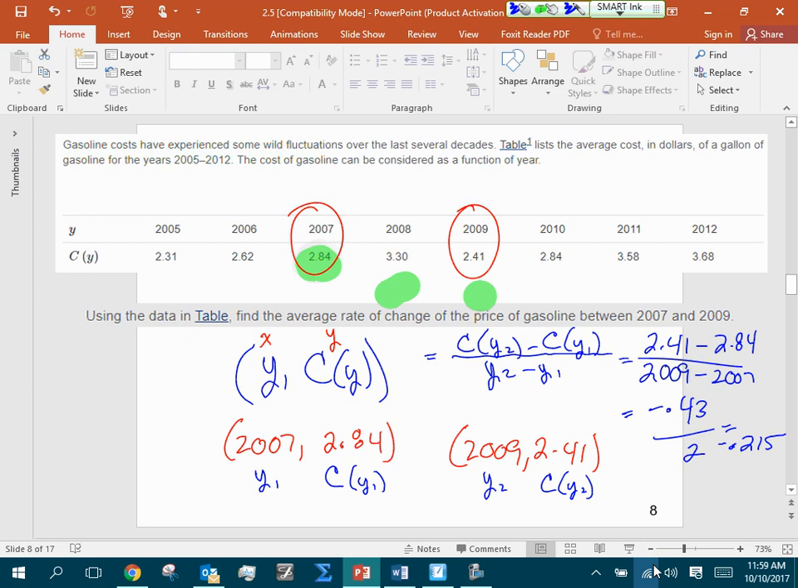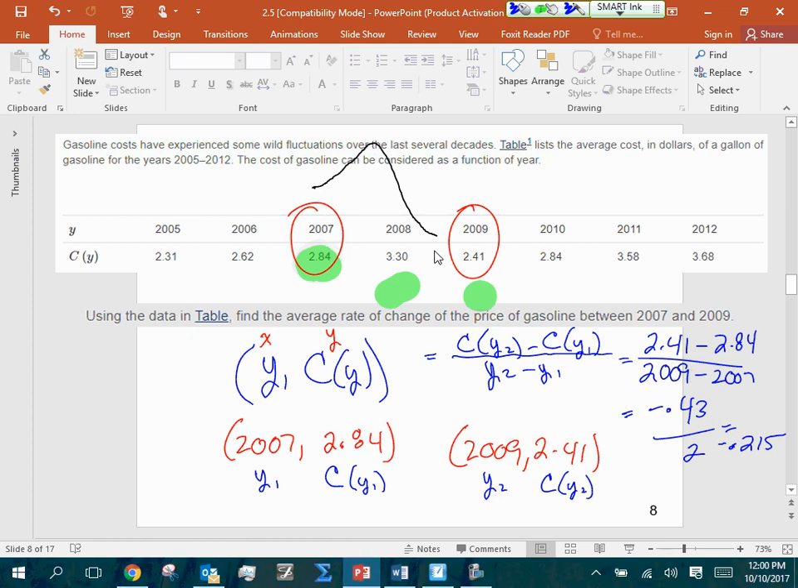But realize that it's average rate of change. So here, we're at like 2.84. We go up, but then we come back down in 2009, right? Even though there was an instance in 2008 when we were up here at a high price, this decrease compensated for that. It undid that price hike. Does that make sense? Okay.